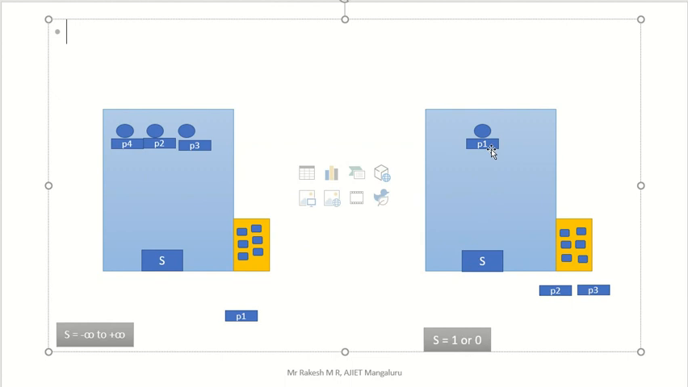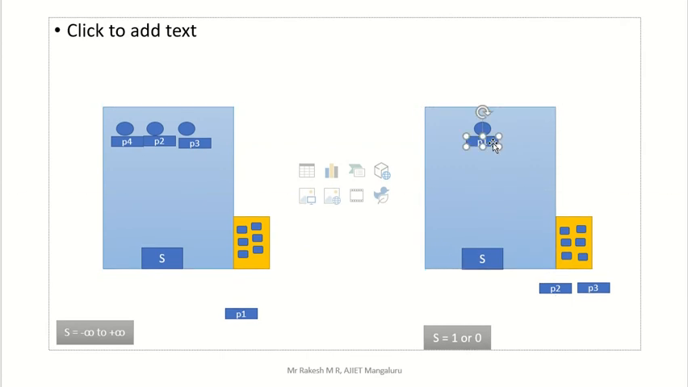Then when that person's haircut is over, he comes outside. Until then, S is 0 itself. Once he opens the door and comes out of the room, suddenly S becomes 1. That means the chair is free. Then he will go outside, so another person can go inside. So here the S value is either 1 or 0. 1 means the chair is free, 0 means the chair is full. So S takes only the value 1 or 0. This is called binary semaphore. Okay, so I think you understood this concept.